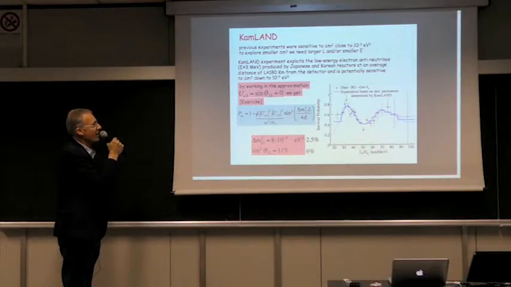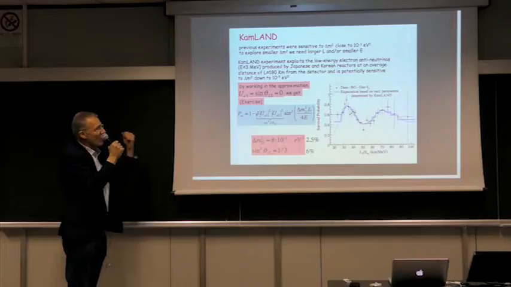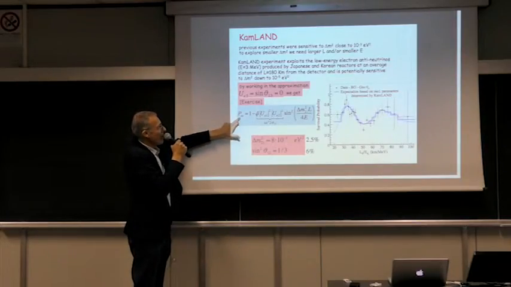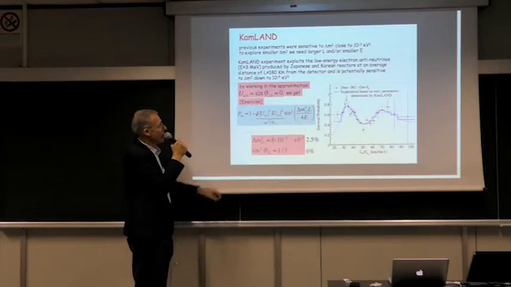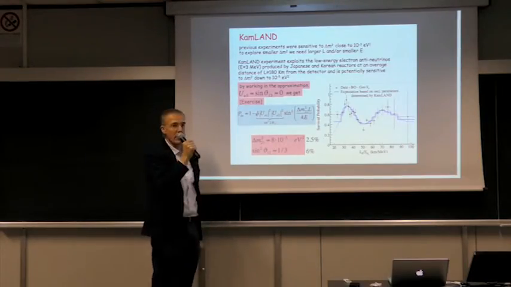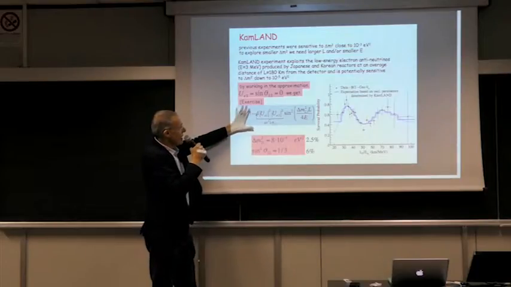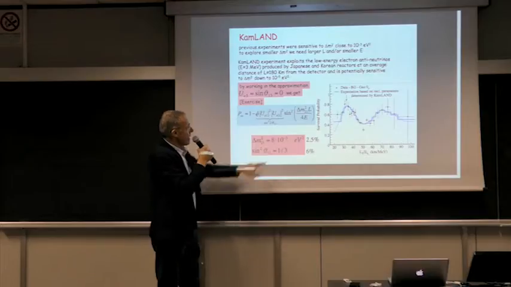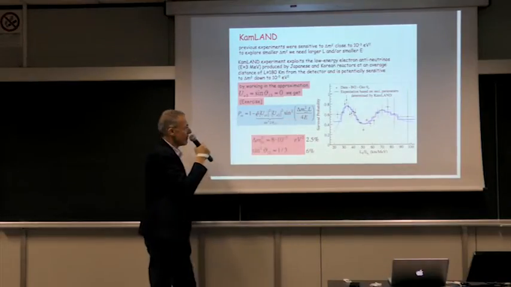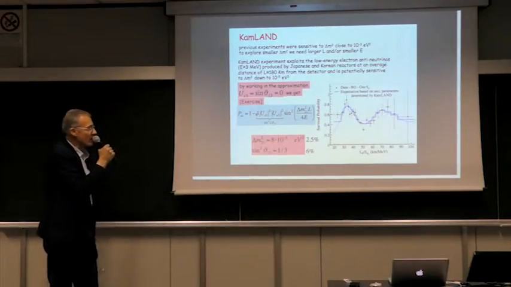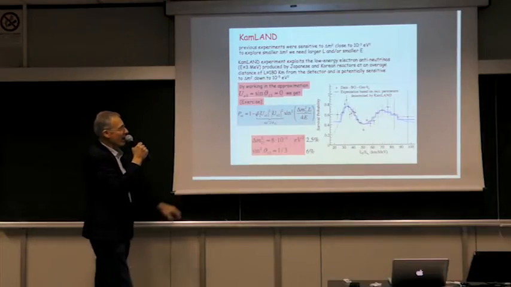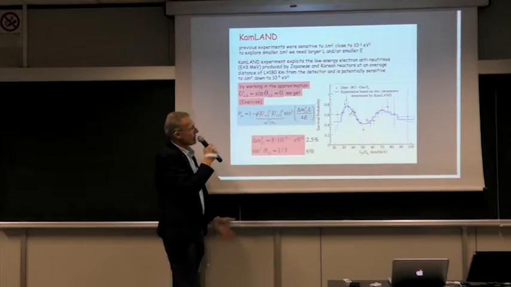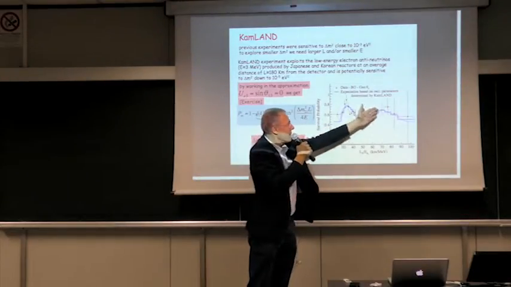And for this reason, they are sensitive to a delta m square down to 10 to the minus 5 electron volt square. So if, again, you go back and you use the expression for the electron survival probability in the limit UE3 equal to 0, you find this simple expression, okay? Now, the delta m square which is involved is the smallest delta m square, delta m square 21, and the angle is theta 12.